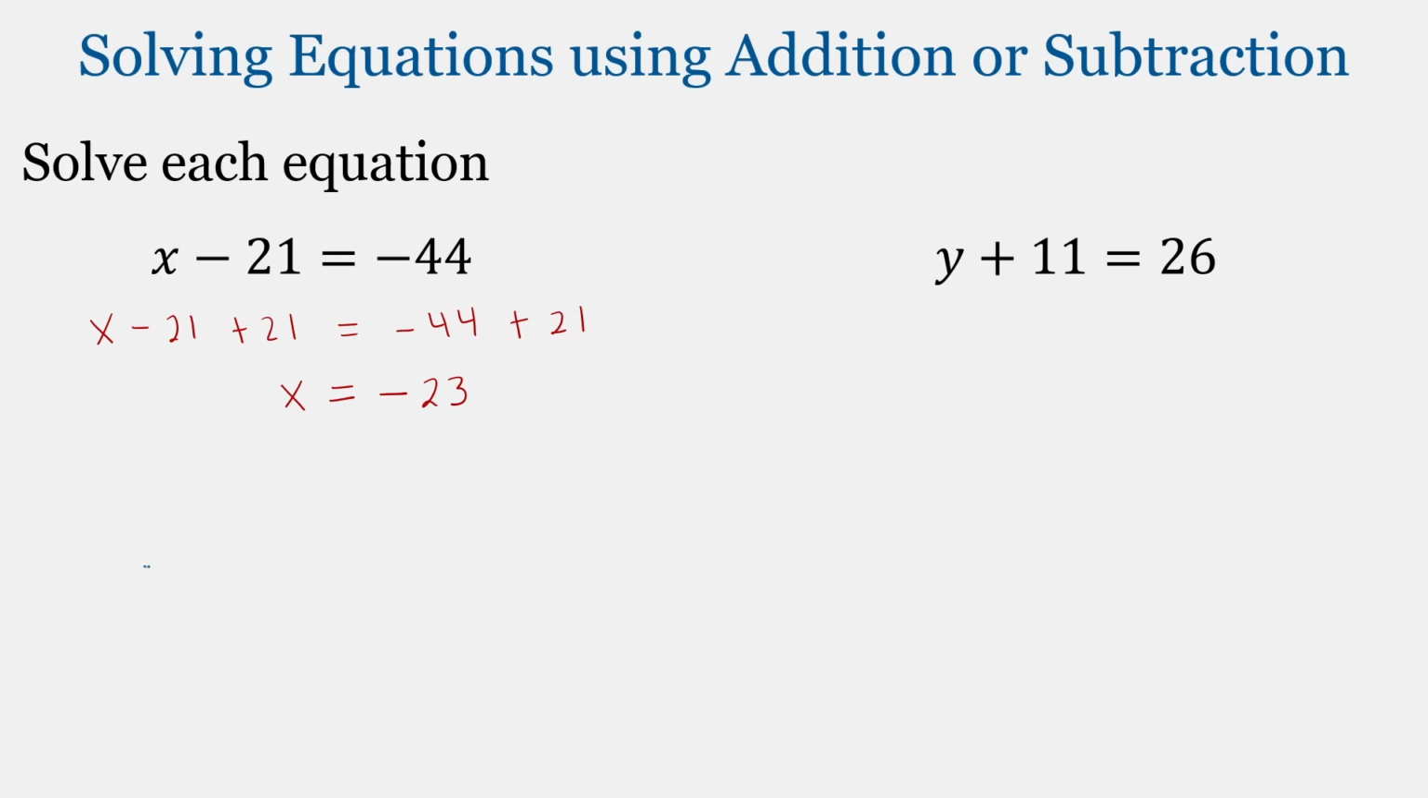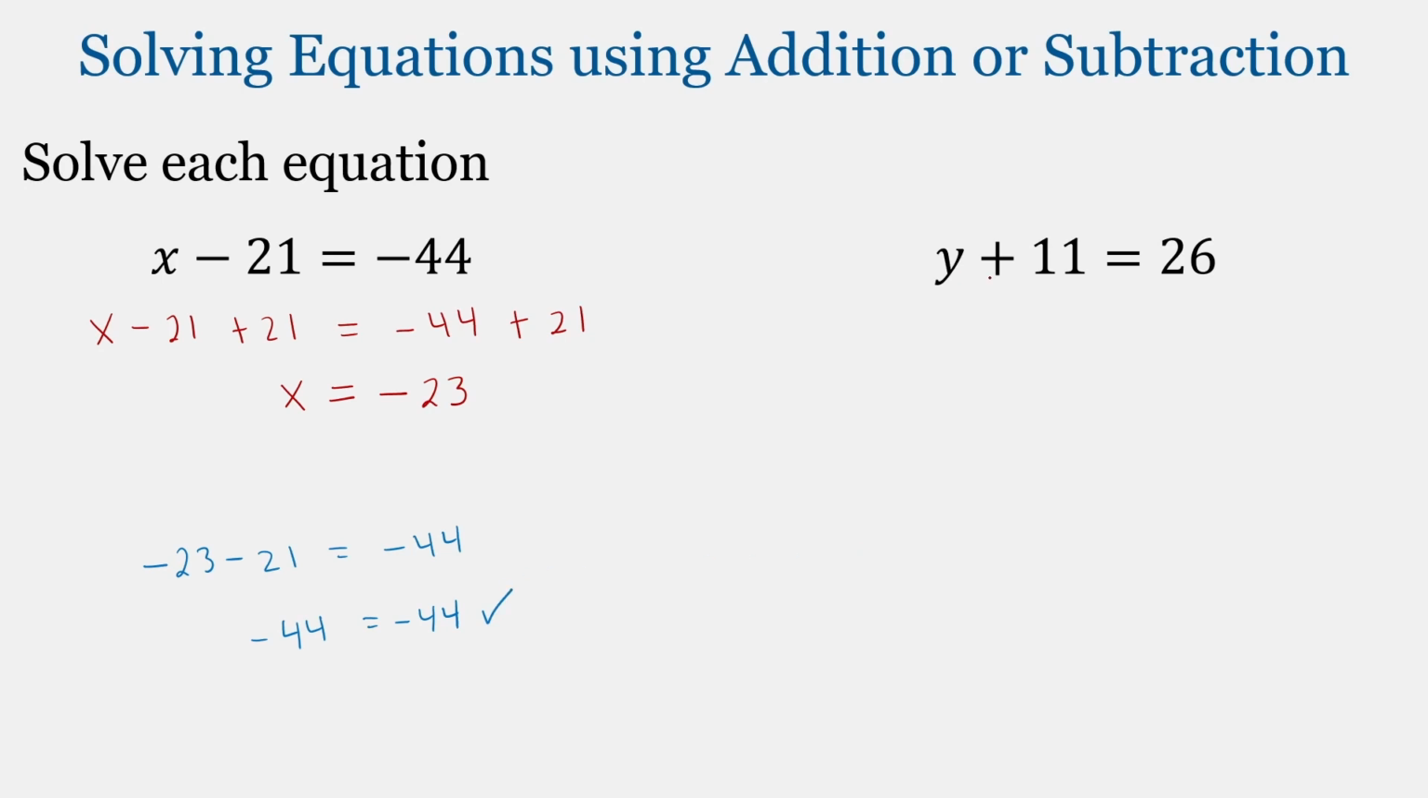Checking our answer, we have negative 23 minus 21 equal to negative 44. Negative 23 plus a negative 21, we're going to add those and then keep the signs. So that's going to give us negative 44. And negative 44 is equal to negative 44. That's a true statement.